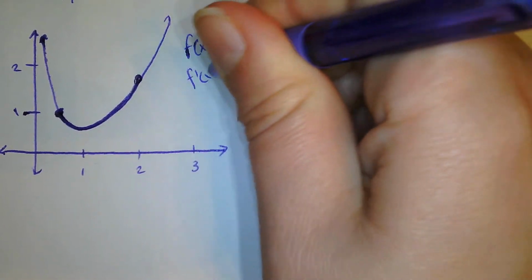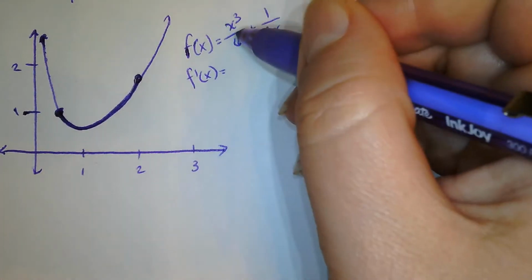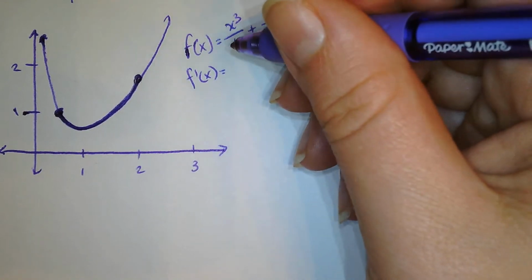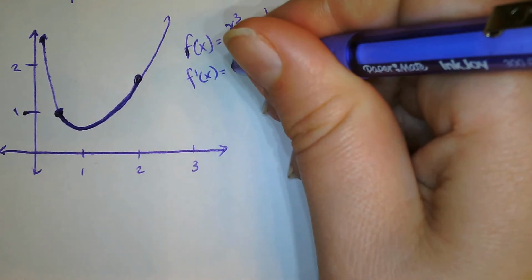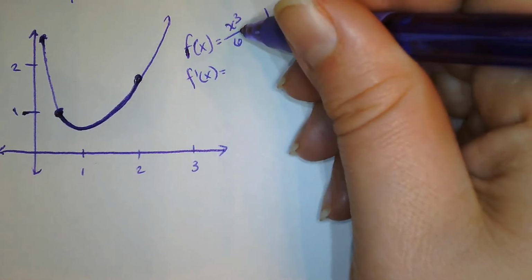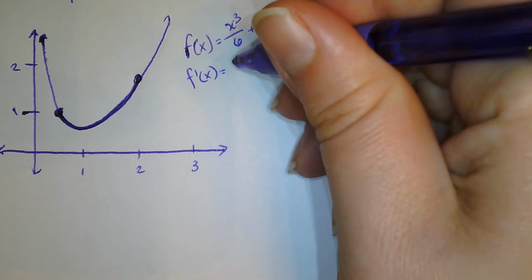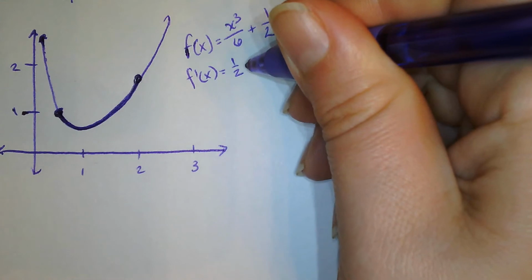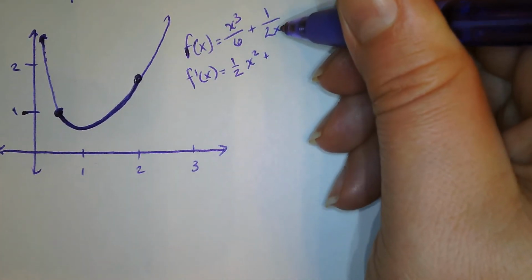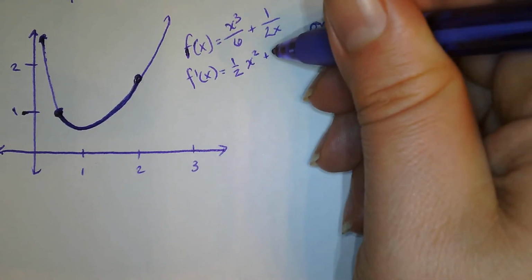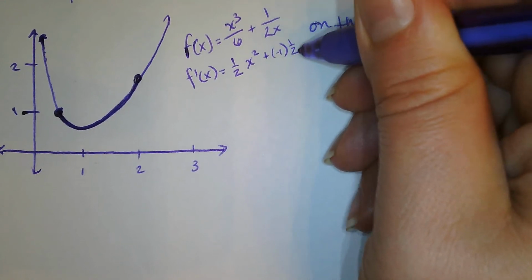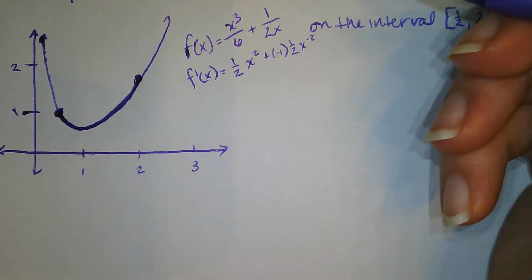F prime of x would equal, if we do this, that's going to become a squared. Times 3, that's going to reduce to 1/2. So 1/2 x squared. This is 1/2 x to the negative 1, so we're going to multiply by negative 1, and then 1/2, and then x to the negative 2.